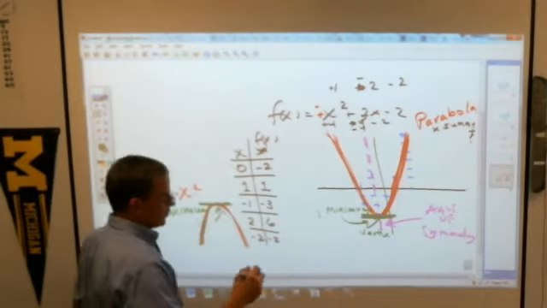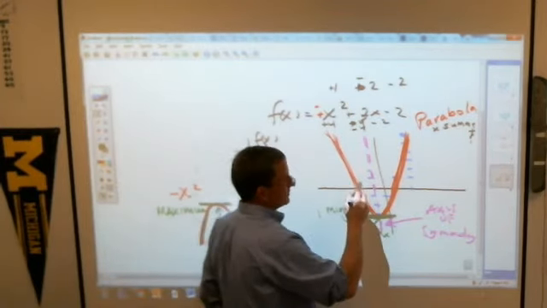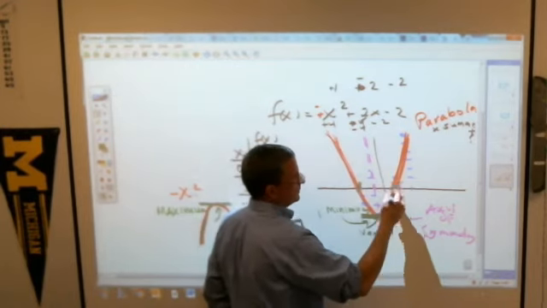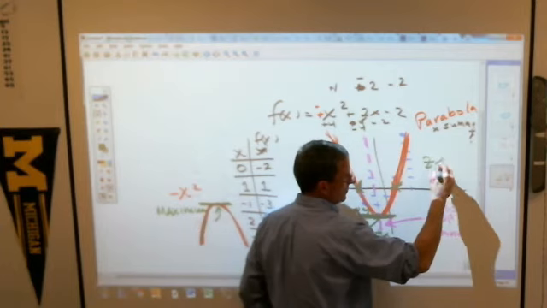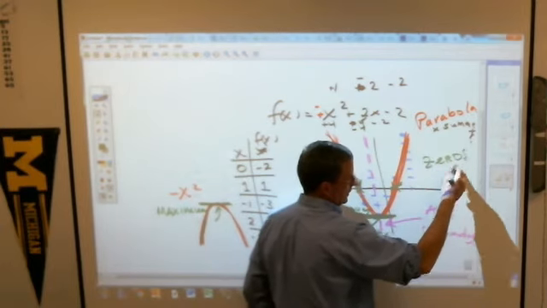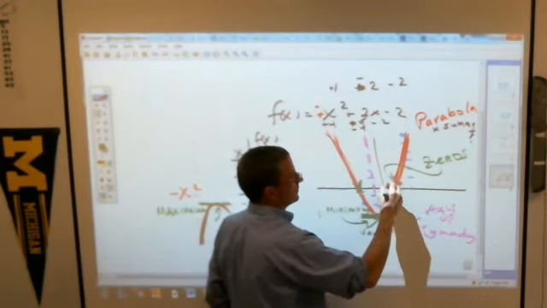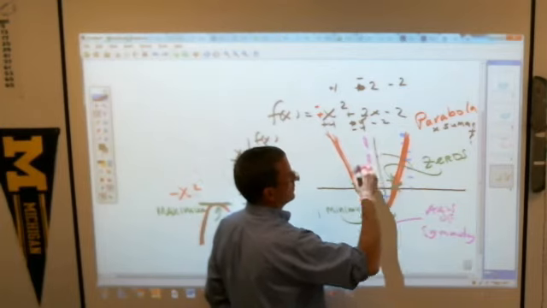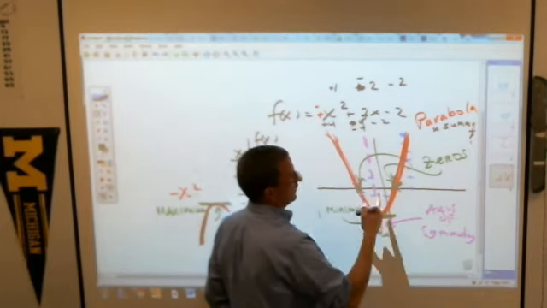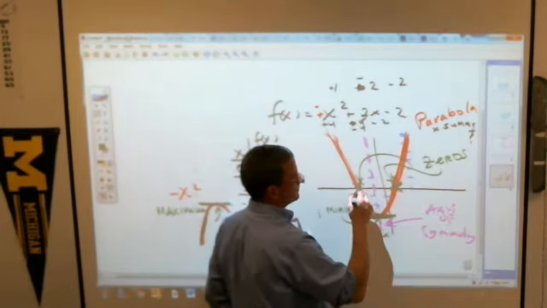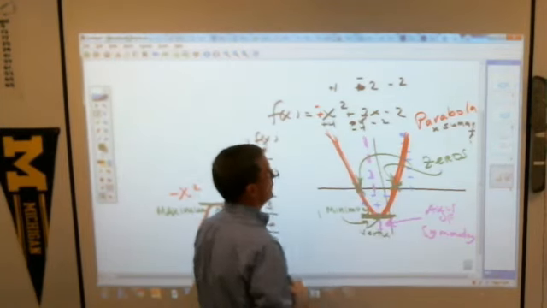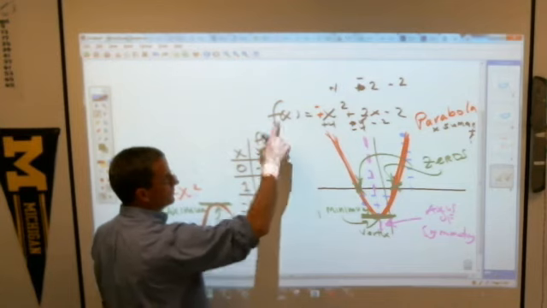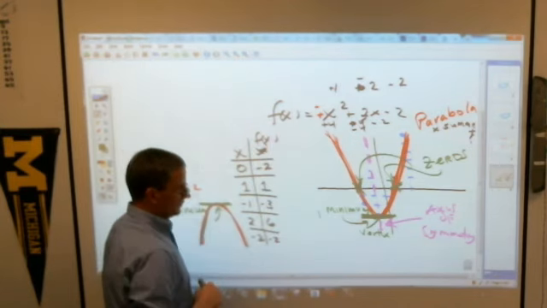And the place where it crosses the x-axis, here and here, those are called the zeros of the quadratic. Why do you suppose they're called zeros there? Because it's 0 on the y-axis. Because it's where y is 0. If you put 0 in for y, you can figure out what that is there.